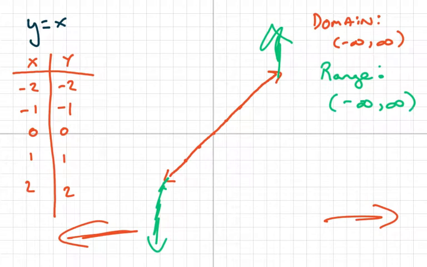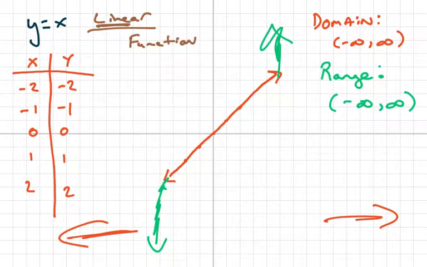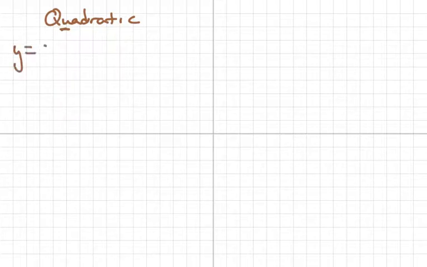The next one we're going to deal with is called the quadratic. By the way, this first one is called linear, because it's a line. It's a linear function. An easy way to remember what the quadratic is: think of the second letter in quadratic. It's a U. So it's going to be U-shaped.